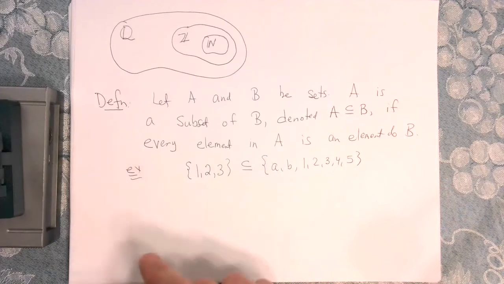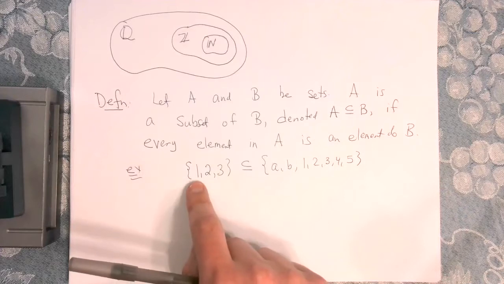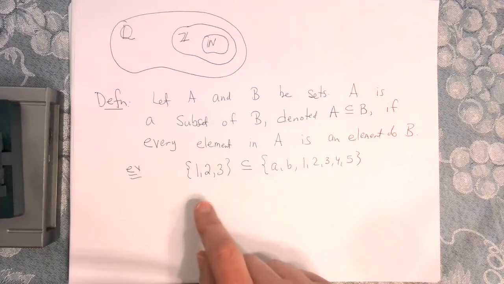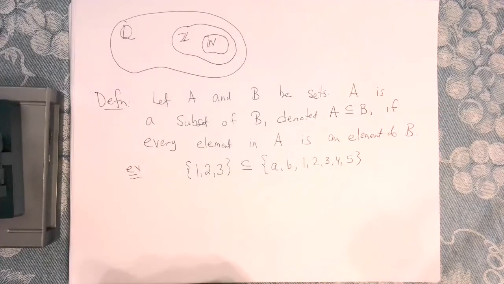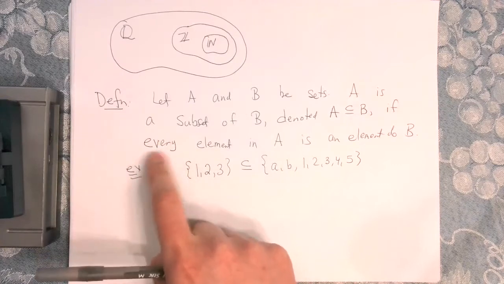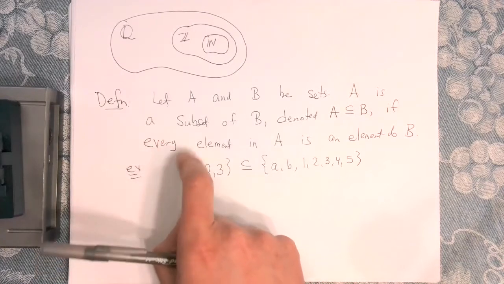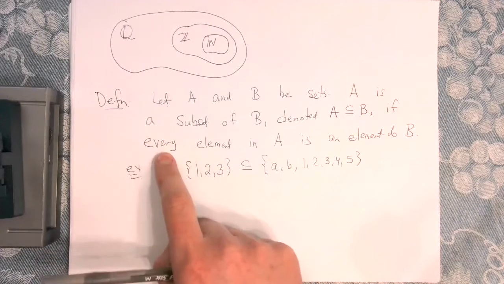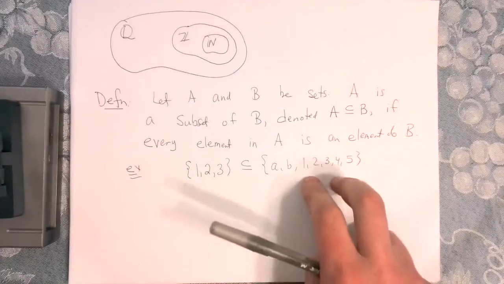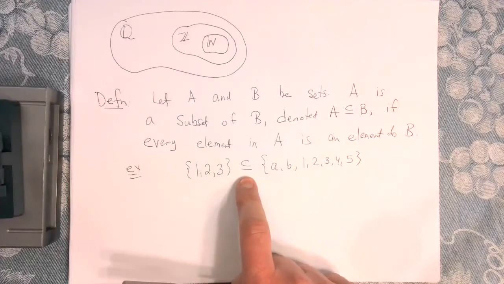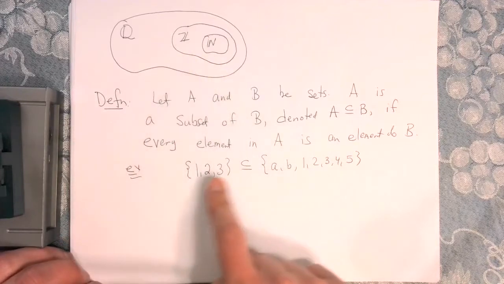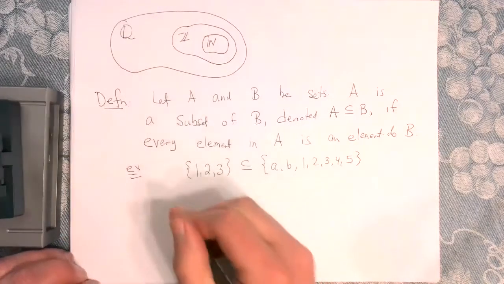So yeah, 1 is an element in this set, 1's an element in this set here, etc. So nothing can be left out. That's the important idea of this word every, this sort of universal quantifier, we call it. So yeah, every element in this set must be an element of this set in order to have this subset relation. Okay, well, if that makes sense, then we could sort of say something here.